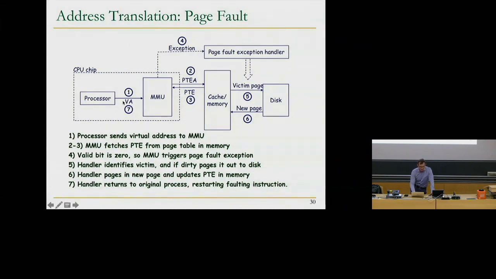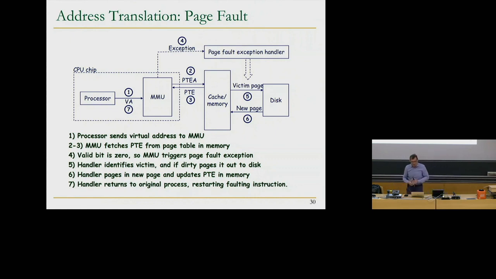So the processor sends the virtual address to the MMU, just like usual. And the MMU fetches the page table entry from the page table in memory. So it gets the page table entry, and it figures out the valid bit is 0, meaning that the physical memory actually doesn't have this virtual page. So the MMU triggers a page fault. So this is an exception. We talked about precise exceptions, right? This is where precise exceptions matter, actually.